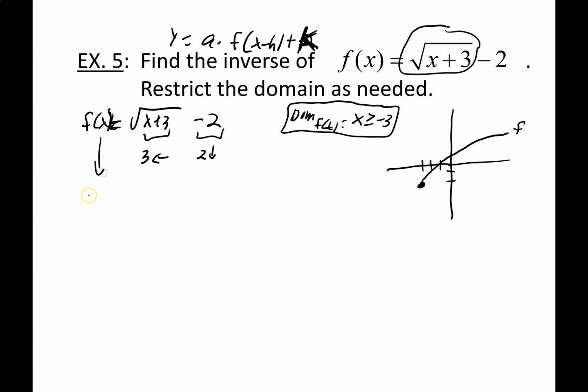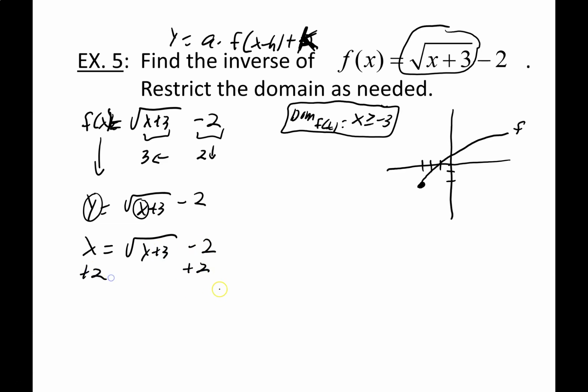Now we switch f of x and call it y. We switch the x and the y to do the inverse. We add 2. So I get x plus 2 equals root y plus 3. We want to get rid of the square root, so we square both sides.